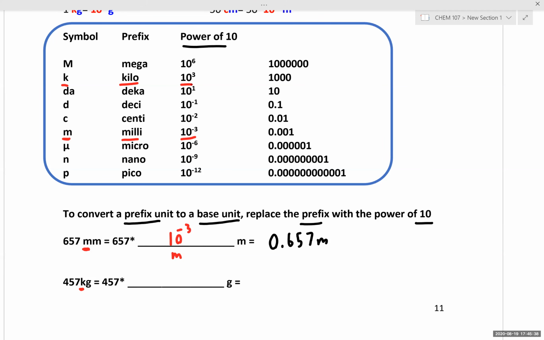What power of 10 corresponds to kilo? Plus 3. Yep, exactly right. So this 10 to the +3 is replacing our kilo prefix. That in turn gives us 457, and we move our decimal point 1, 2, 3 spaces to the right, and that gives us 457,000 grams.